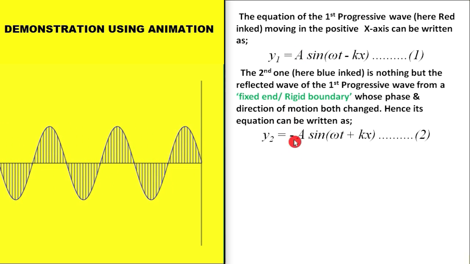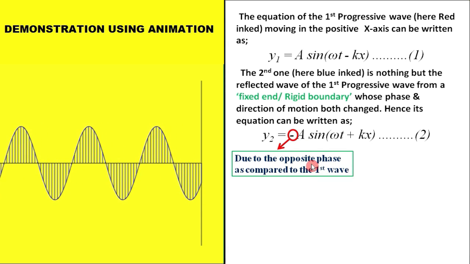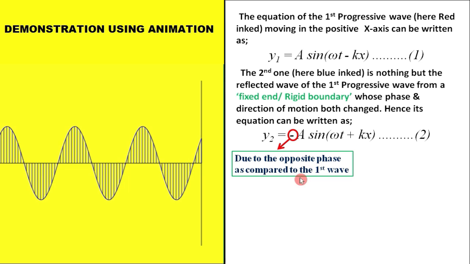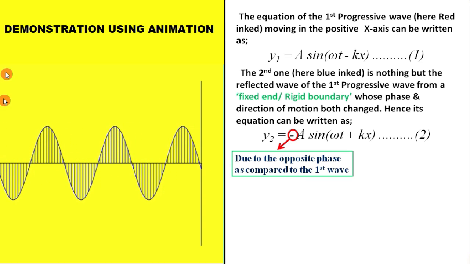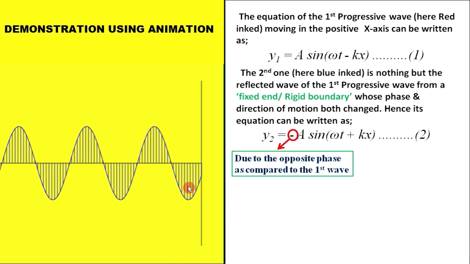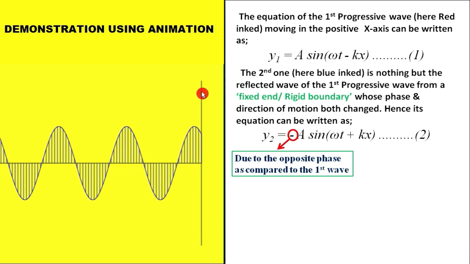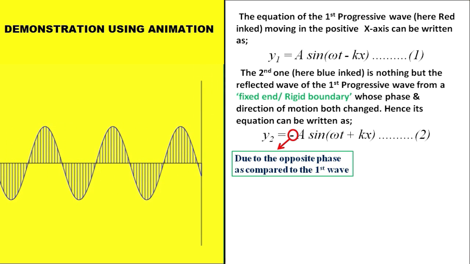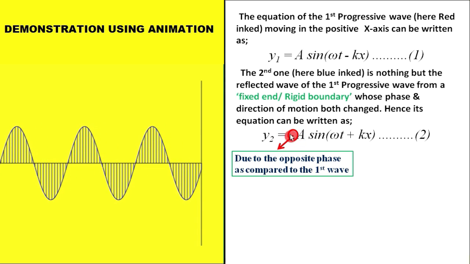Why is this minus a coming? This minus a is coming due to the opposite phase. The wave started in one direction, but here the wave is starting in the other direction, which means the phase is changing. Since the reflection is from a solid boundary, the phase will change, and since the phase is changing, as we know, there will be a minus sign here.